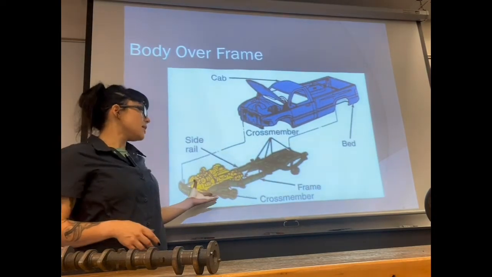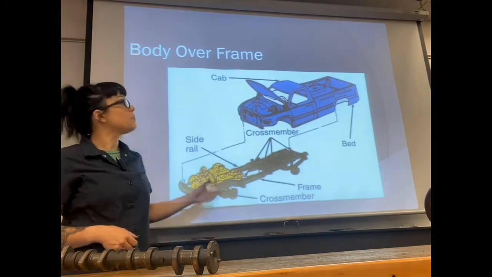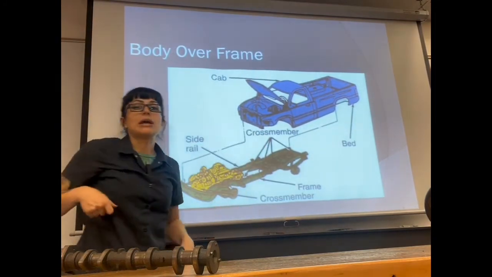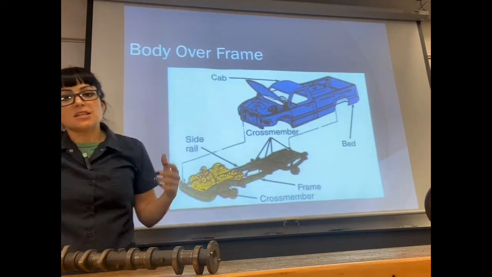The chassis of the vehicle is going to be your frame, your suspension, your brakes, all that good stuff, and your body simply sits on top of that and bolts down onto it. What is cool about body over frame is it's rigid.